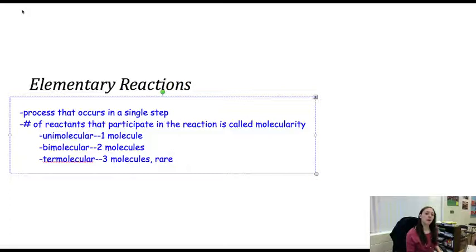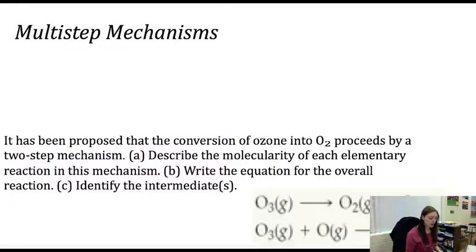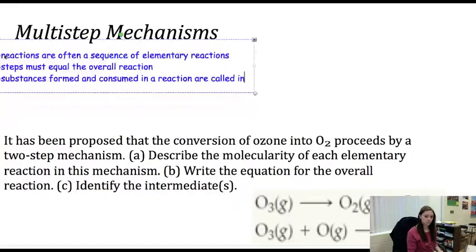Now, if we have multi-step mechanisms, which means you have to have a sequence of elementary reactions to actually get it to occur, the steps must equal your overall reaction. So it's kind of like that Hess's law thing we looked at a long time ago. And substances that are formed and then consumed again are what we call intermediates.